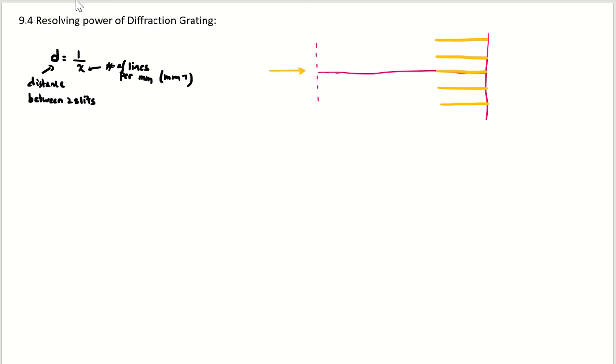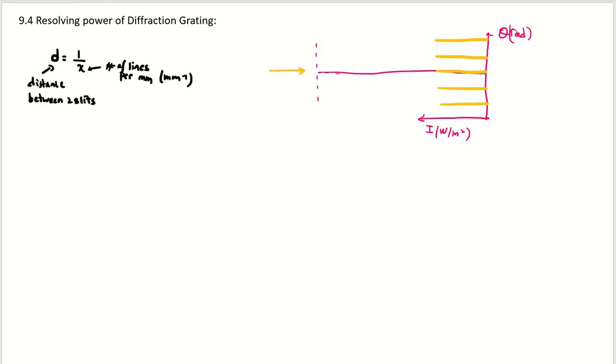If I'm drawing the intensity versus the angle, usually the angle is in radians, this is how the intensity pattern is going to look. So they are sharp, they are thin, and they are of equal intensity.